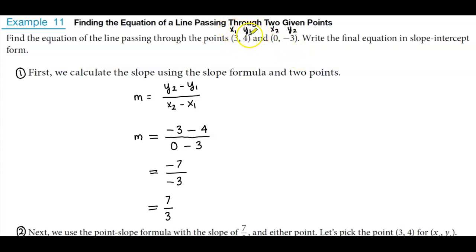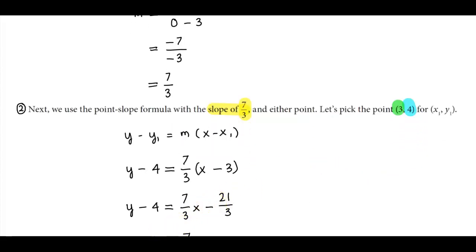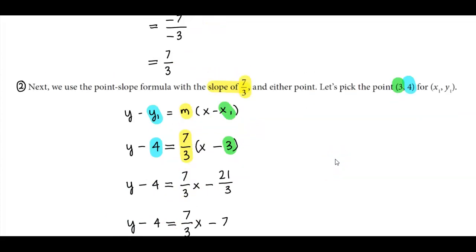Since we've already labeled this as x1 and y1, we're going to use that as x1 and y1. So we have our slope of 7/3. We have our x coordinate, and we have our y coordinate. So we know our slope m is 7/3. We know that our x1 is 3. And we know that our y1 is 4. And so the next step is to distribute the 7/3 to x and -3.